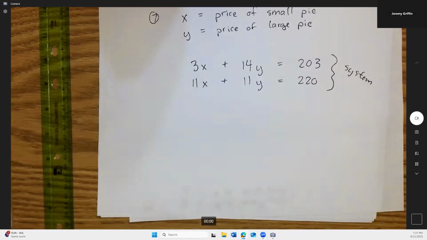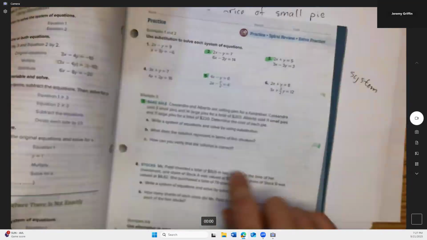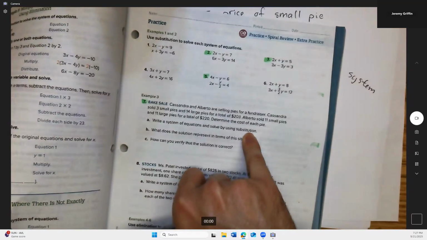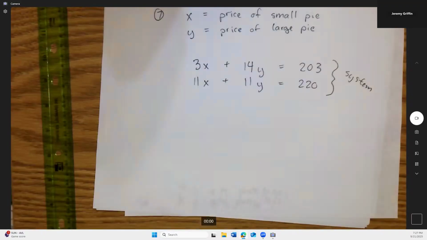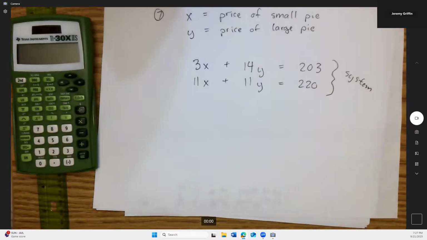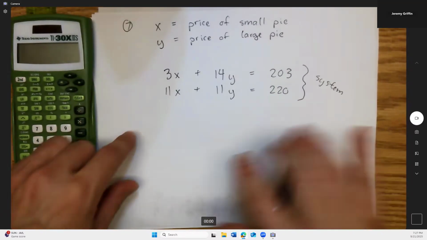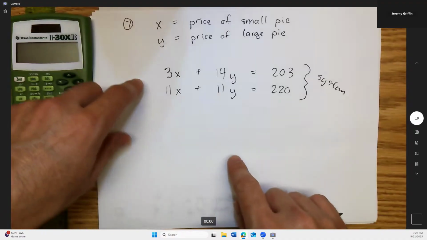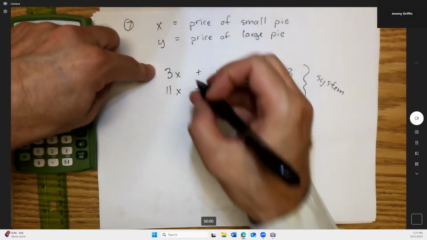Did your textbook prompt? Yeah, they did say using substitution, so I'll just go ahead and do it that way. Whether you use substitution or elimination is really up to you in the real world after you graduate high school, but they're prompting substitution.